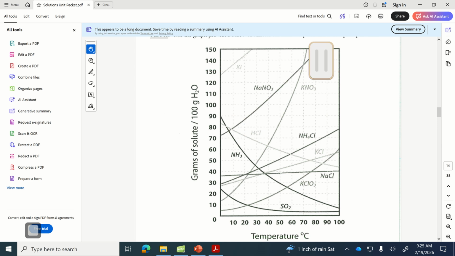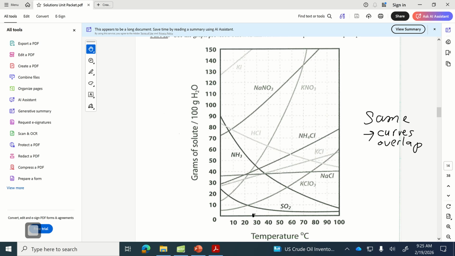Okay? A common question that you could get is something like, what two substances have the same solubility at, let's say, 28 degrees, like this one right here? What two substances have the same solubility? If I'm looking for the same solubility, I'm looking for when the curves overlap.